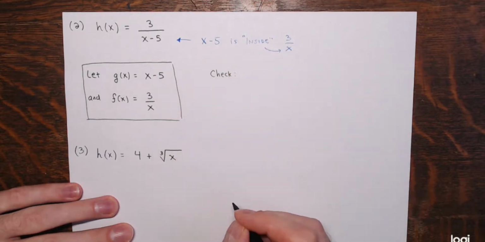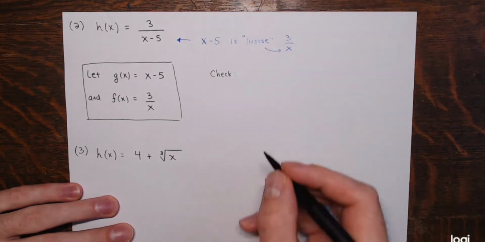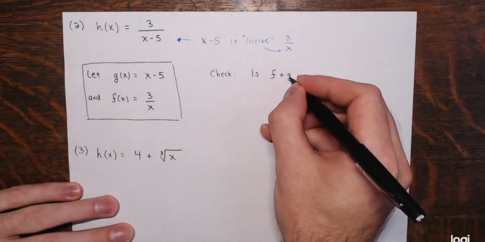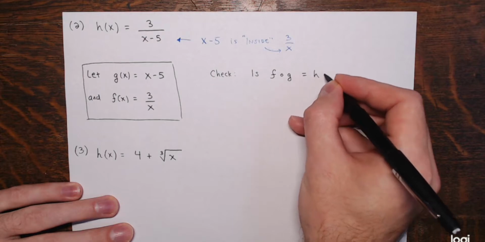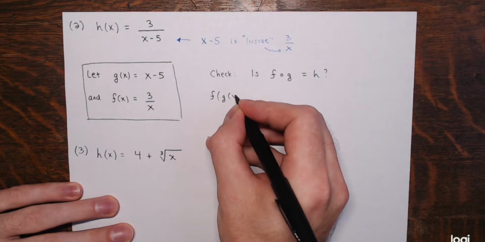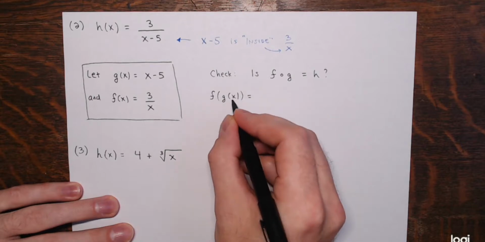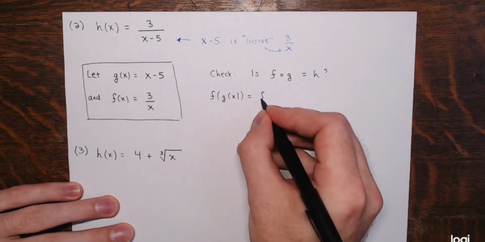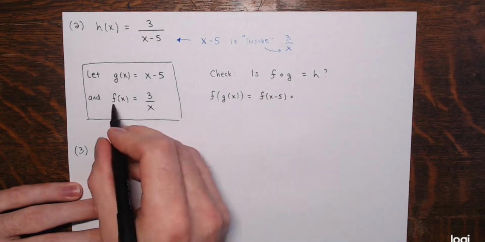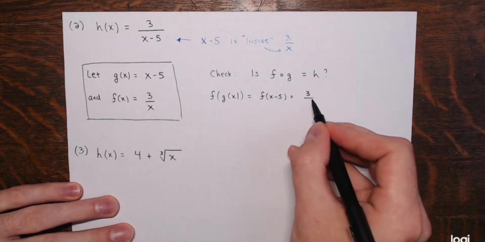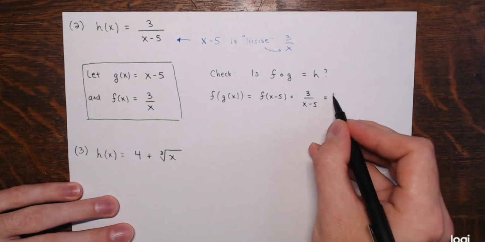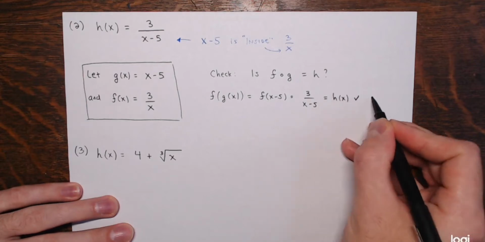Check it off to the side here. Is f composed with g equal to h? Alright, so let's take f of g and see what we get. Now g of x is what I've decided here was x minus 5. And then f of x minus 5 would be 3 over x minus 5. Alright, replacing x with x minus 5 in function f. And this is exactly what we were given for h. So the answer is yes.